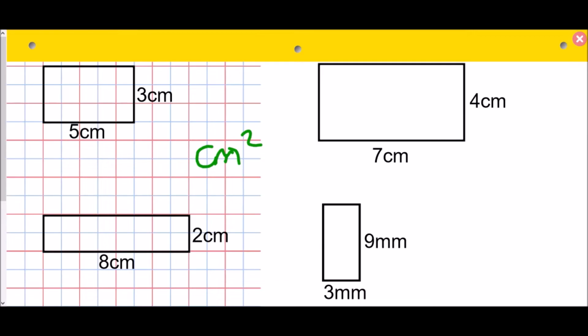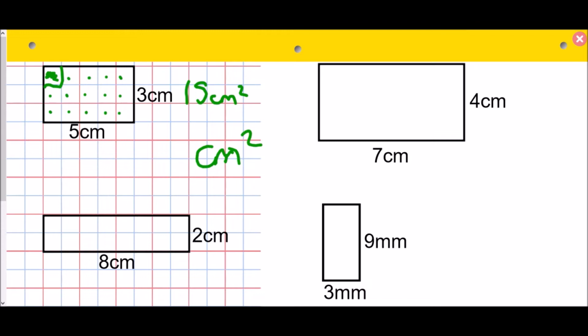The reason we use centimetres squared is because of each of these little squares within the shape. If this is a centimetre square grid, then each of the individual squares is 1 centimetre squared. So, how can we work out the area of this rectangle? Well, we could use the actual grid and just count up the squares. In this case, 1, 2, 3, 4, 5, 6, 7, 8, 9, 10, 11, 12, 13, 14, 15. And so this rectangle would have an area of 15 centimetres squared.